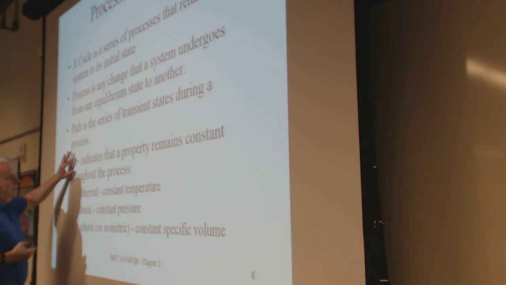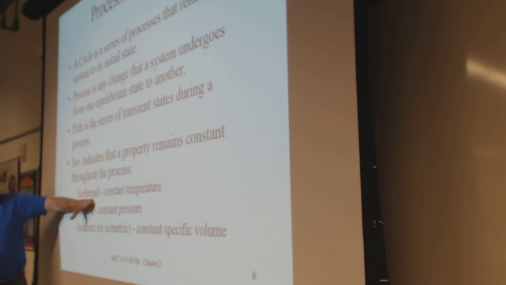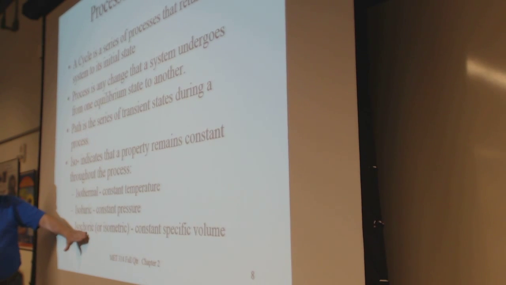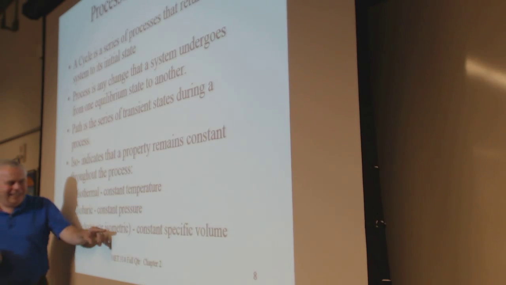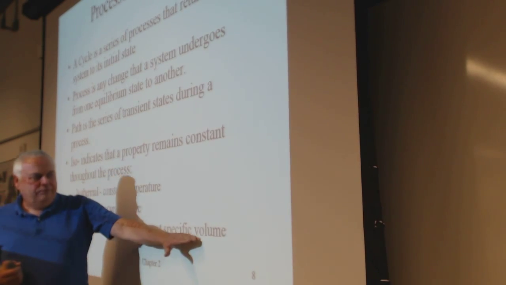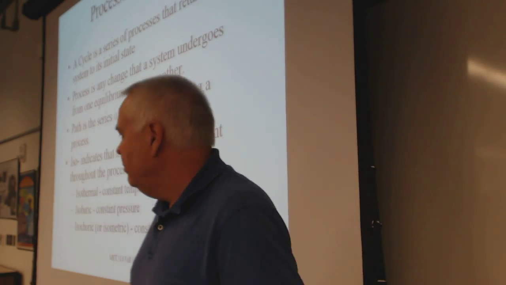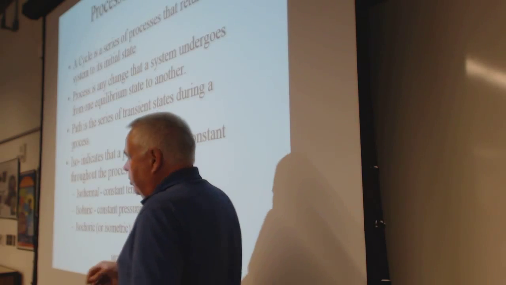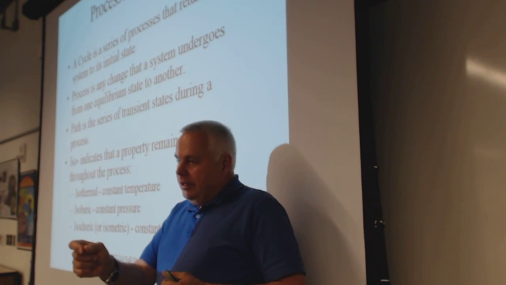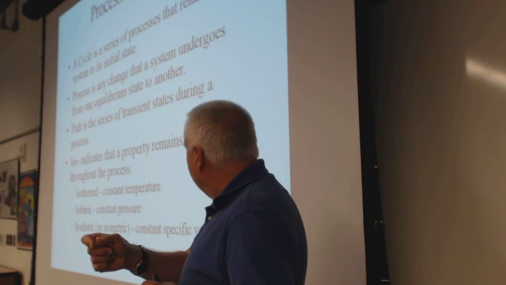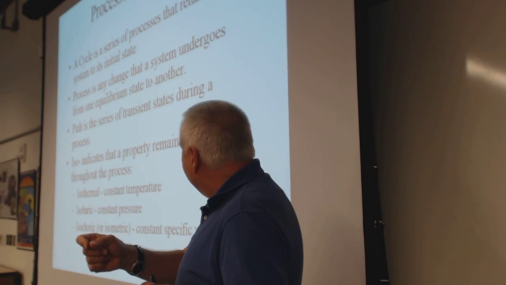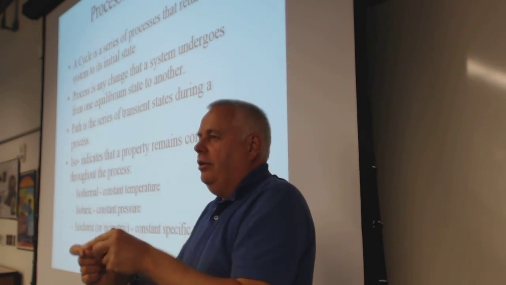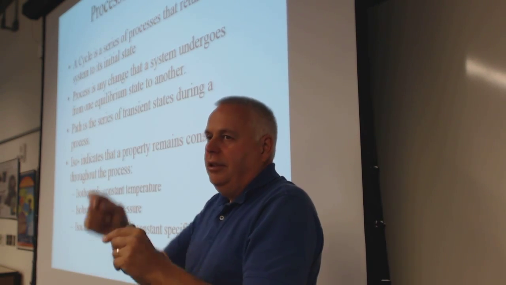So we define these. Isothermal means the same temperature. Isobaric means the same pressure. Isochoric, or isometric, means the same size, the same volume. Those are examples of processes, and these go between states. A process starts at a state and ends at a state, and how it gets between those states matters.